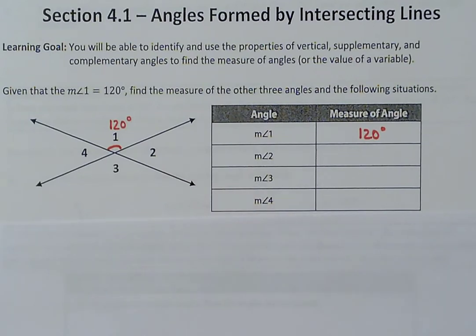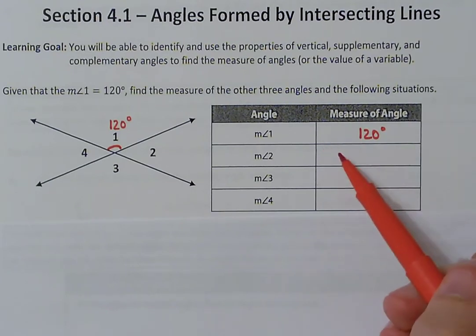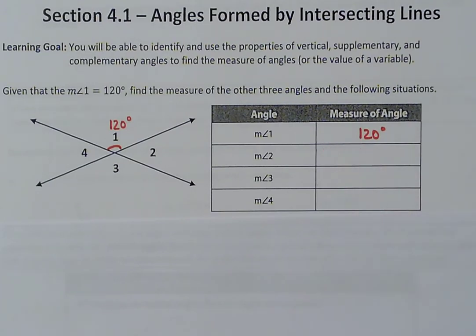There's a couple ways we could do this. We could pull out a protractor and figure it out. Or the other way is if we think all the way back to Module 1, and we talked about when two angles form a straight line, a linear pair, that means that they add up to be 180. So if we keep the idea of a linear pair, let's first look at trying to figure out the measure of angle 2.